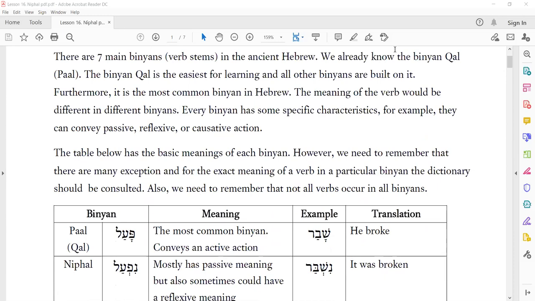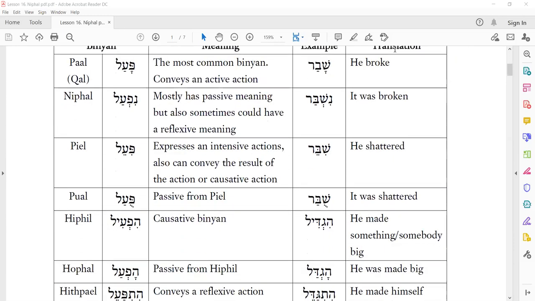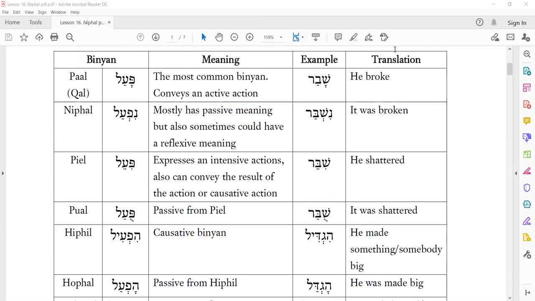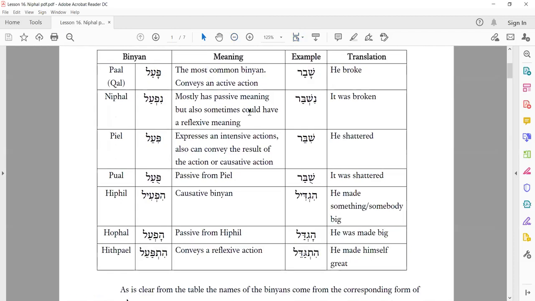And here we have the system of binyanim, and there are seven of them, and you can find it here on this page. So I make it a little bit bigger, so you can see all of them here. And Pa'al is the first one. Sometimes some people like to portray these binyans as a menorah. Do you see, a menorah has seven branches, and there are seven main binyans in Hebrew.